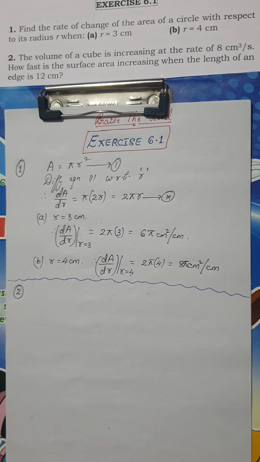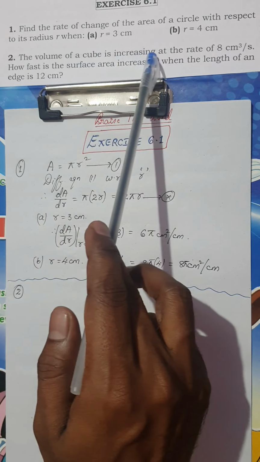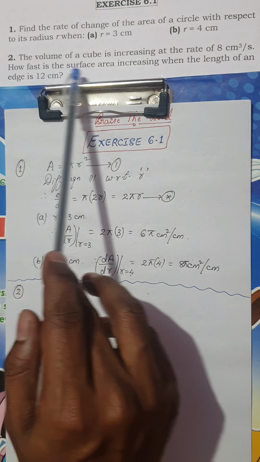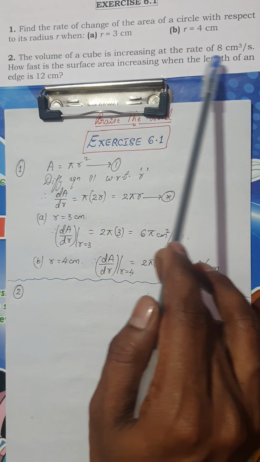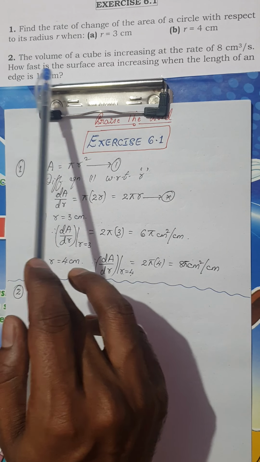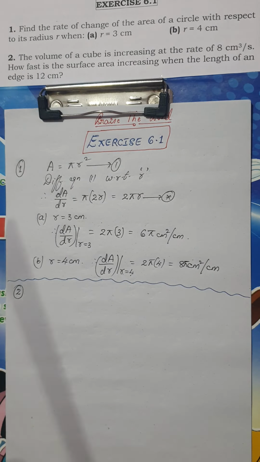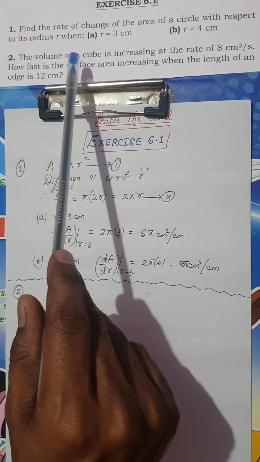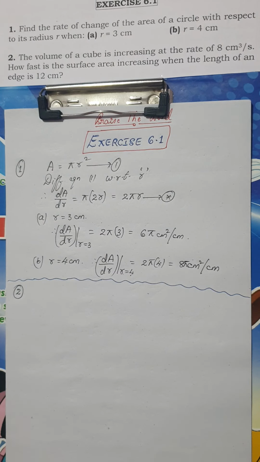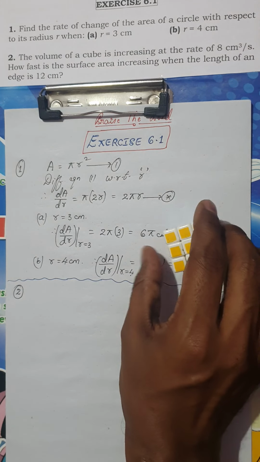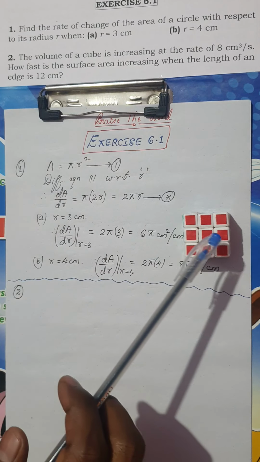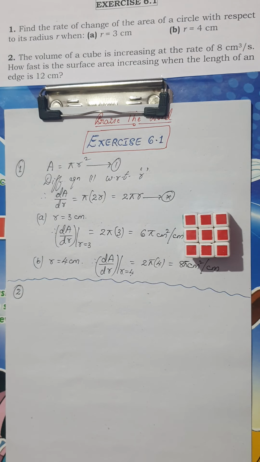Okay, let's go to the next question. The volume of a cube is increasing at a rate of 8 centimeter cube per second. How fast is the surface area increasing when the length of an edge is 12 centimeter? I hope you remember this problem, which is very similar to the question we have worked in worked examples. Do you remember the cube? Yes, exactly. Okay, so I'm going to solve the same question. Only thing is the values would be different.